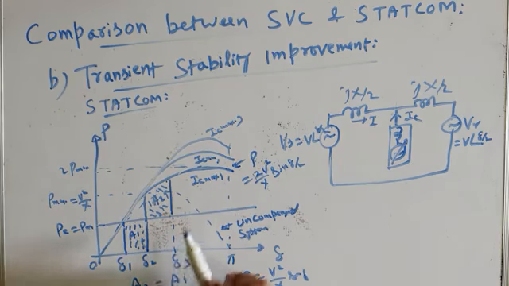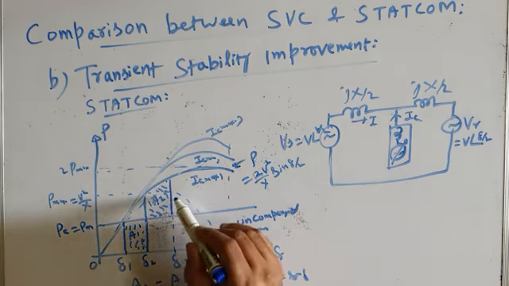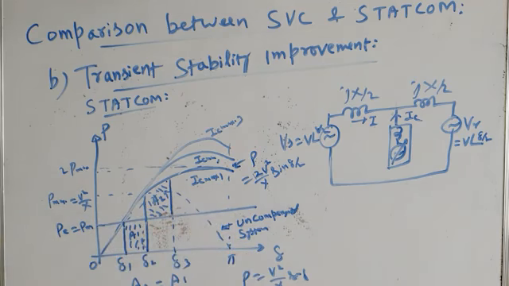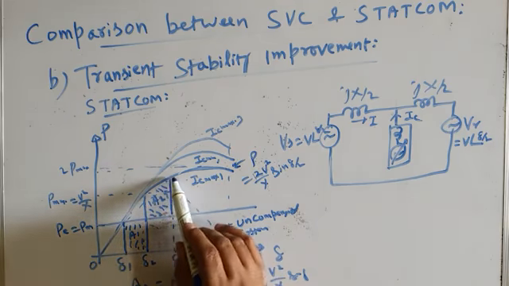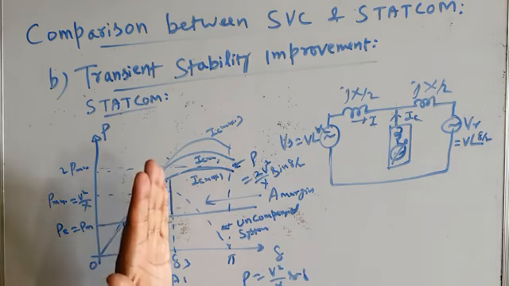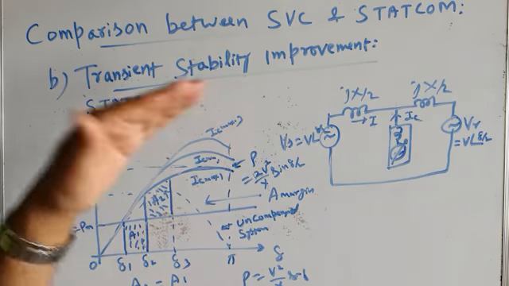If the system was uncompensated, only this much was the margin of stability. But for the compensated system with a capacitive current of, say, IC max 1, this whole thing is the margin of stability. So the STATCOM, which is a shunt compensator, tremendously improves the stability margin of your transmission system. So your system becomes more stable, and the transient stability improvement is more.